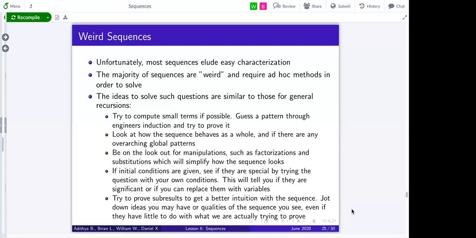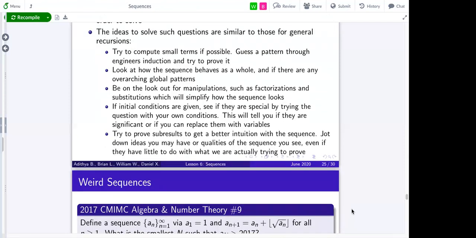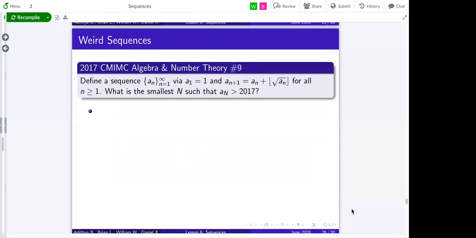So with that all being said, let's try to solve the question. This question is from 2017 CMIMC. I'll give you a moment to read it, and you can type any ideas in the chat.